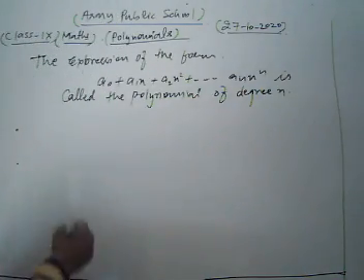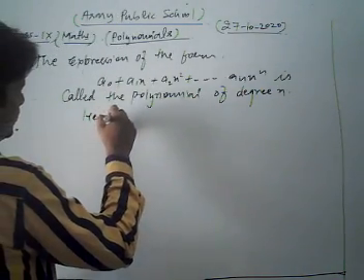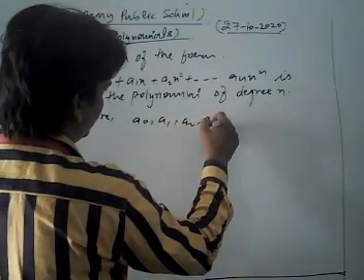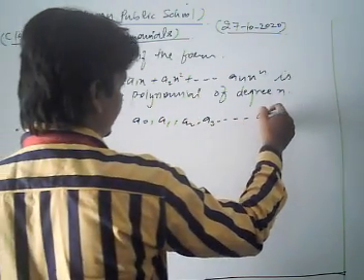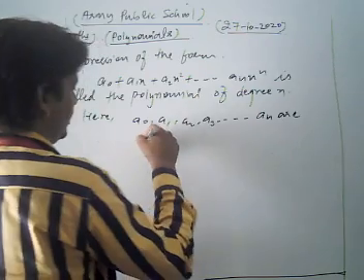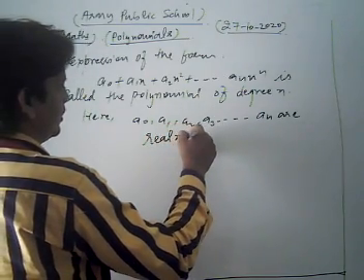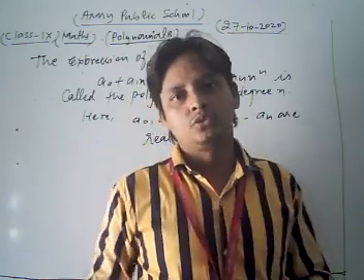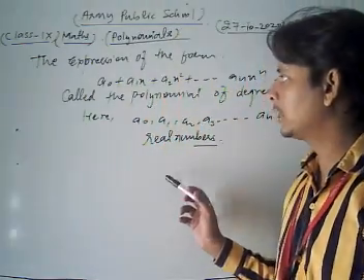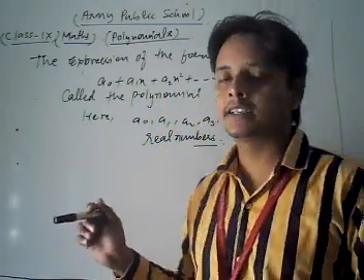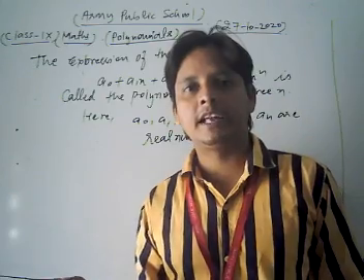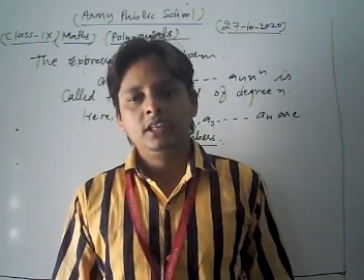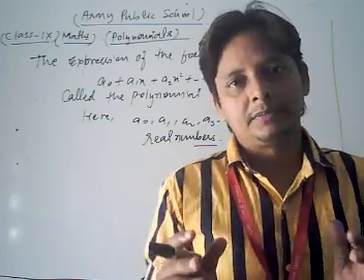Here a0, a1, a2, a3 and so on up to an are real numbers. So in this way we can say that an algebraic expression of the form a0 + a1 x + a2 x square + a3 x cube and so on up to an x to the power n is known as a polynomial. So this is the concept of a polynomial.